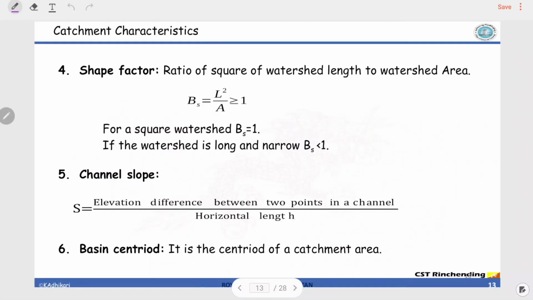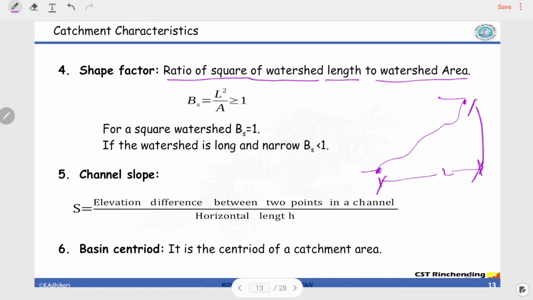And what else do we have? We have the shape factor. It is the ratio of the square of watershed length to watershed area. This ratio is what we call the shape factor. And channel slope, very straightforward, the slope of the channel. How do you calculate the slope of the channel? Let's say this is the longitudinal profile. So the elevation here, and this distance, that will give you rise over run. So that is the average slope.